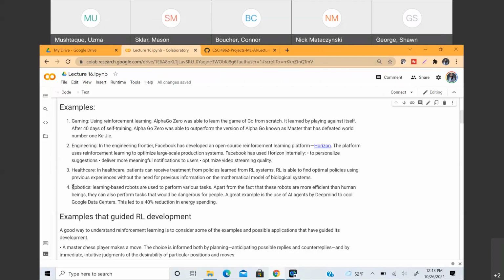And one very famous area is robotics, where you see a lot of reinforcement learning happening. Learning-based robots are used to perform specific tasks, and one very well-known example is the AI agent by DeepMind that is used for Google data centers. Again, I have provided a link. You can go and check this one, or you can just go ahead and Google it. So this is a very well-known application of reinforcement learning.